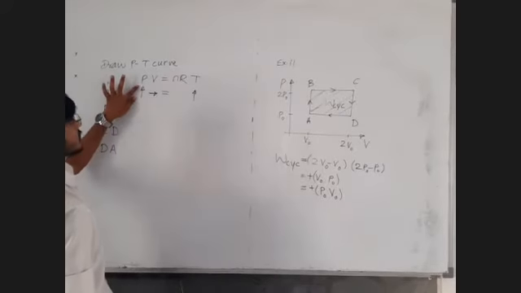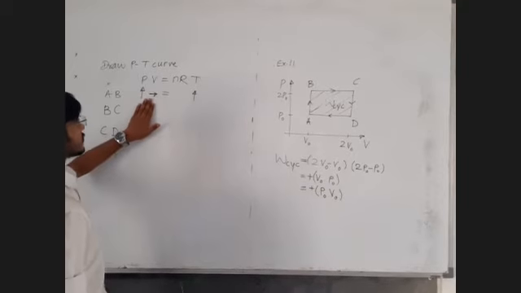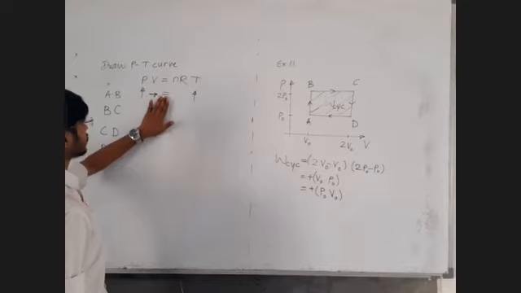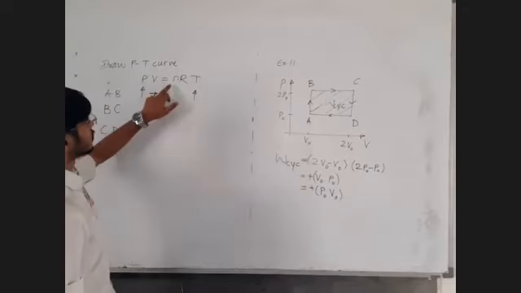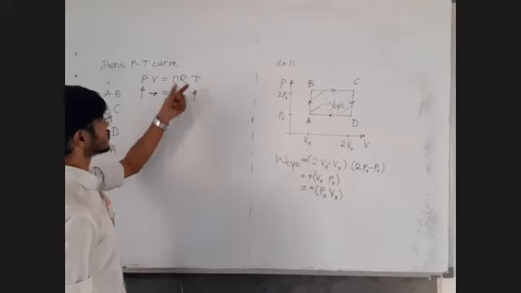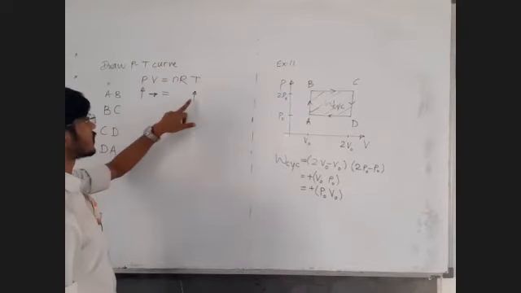If the left hand side is increasing, the right hand side should also increase. Only then will the equality be satisfied. So if pressure is increasing and volume is constant, the left hand side is increasing, so the right hand side should also increase. nR is going to be constant. So if pressure is increasing, temperature should also increase.